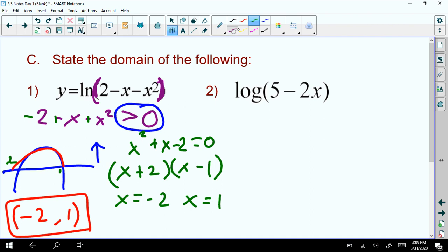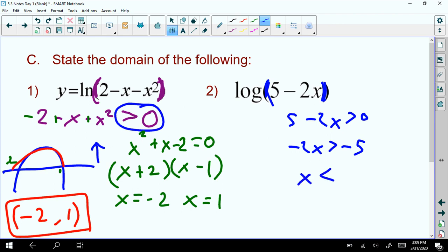The next one's quite a bit easier. We just take, again, the parentheses part. 5 minus 2x. Same thing, it cannot be negative. It has to be greater than 0, not even equal to, just greater than. So then we solve it out. Divide by negative 2. Since we're dividing by a negative, we have to flip the inequality.